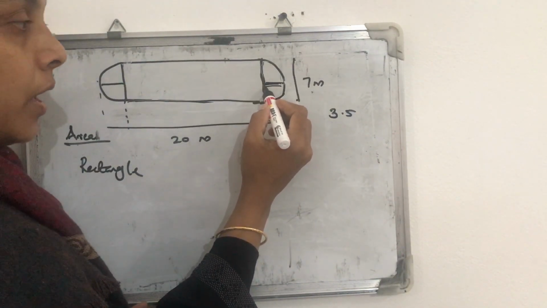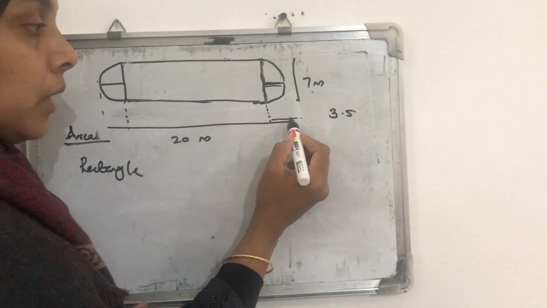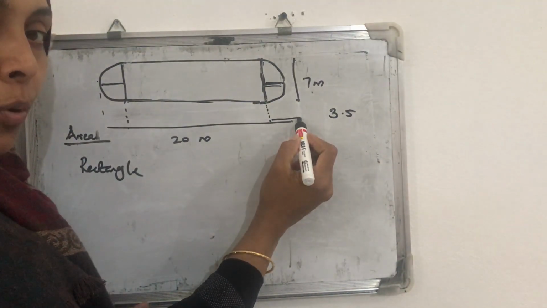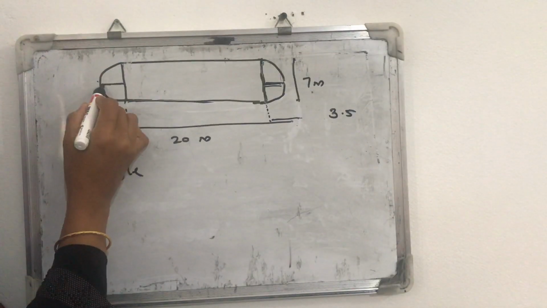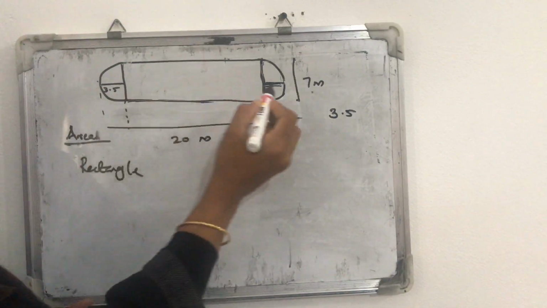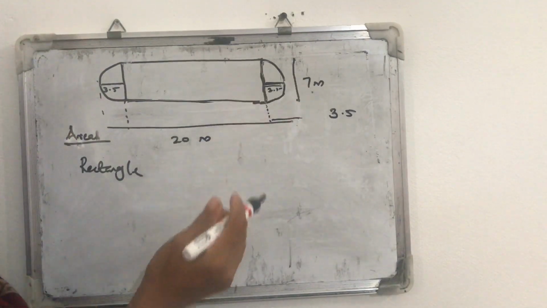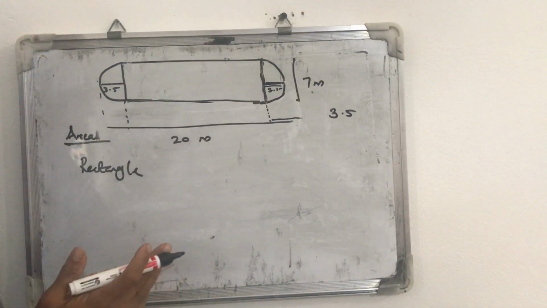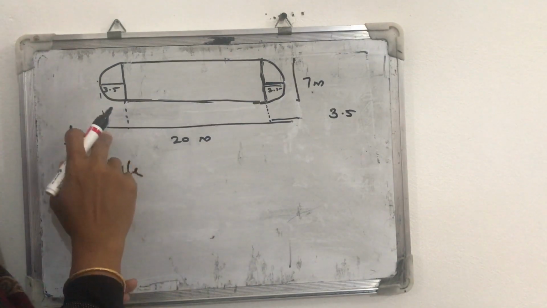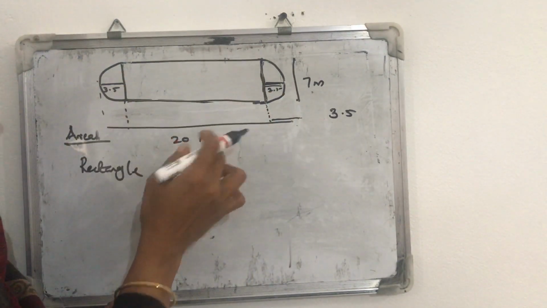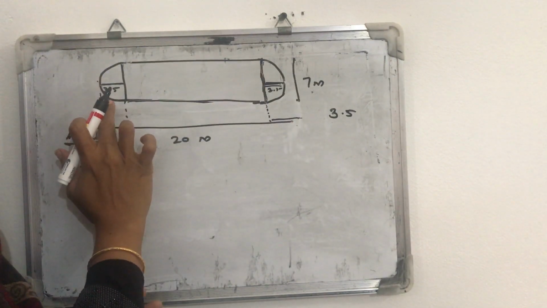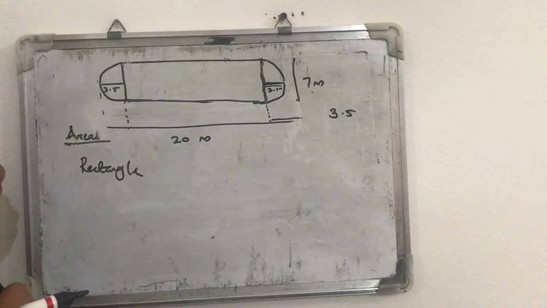Okay, 3.5. So this is also a radius. From here to here it will be 3.5 meter. Just like that, on this side also, this part will be 3.5. So what will be the length of the rectangle? Now it is easy. From the total 20 meter, we subtract 3.5 plus 3.5. 3.5 plus 3.5 we know that is 7.